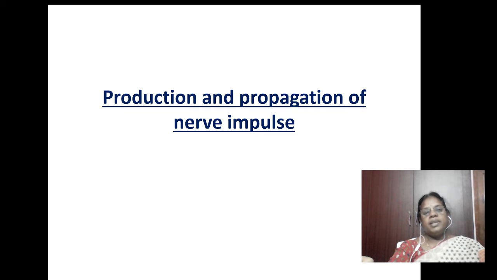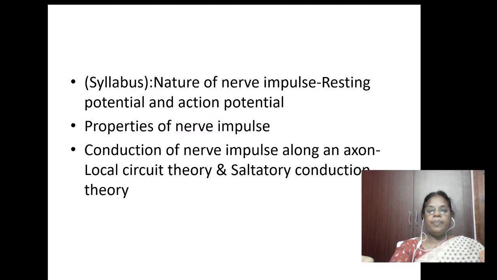So today's lesson is on production and propagation of nerve impulse. In the last lesson we studied the structure of the neuron and two different types of neurons. They are medullated or myelin-covered neurons and non-medullated neurons. So now coming to the production and propagation of nerve impulse.